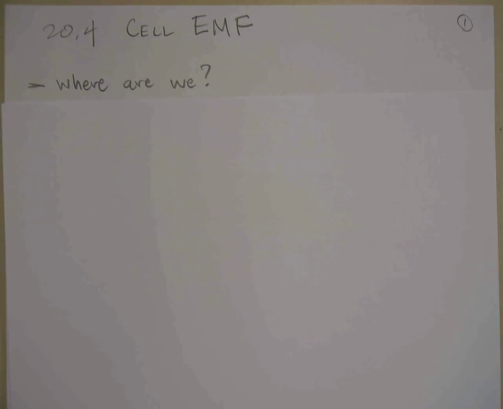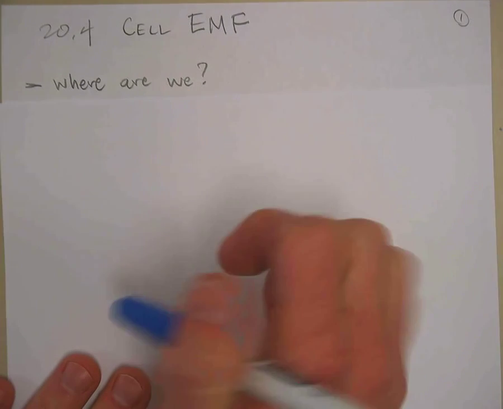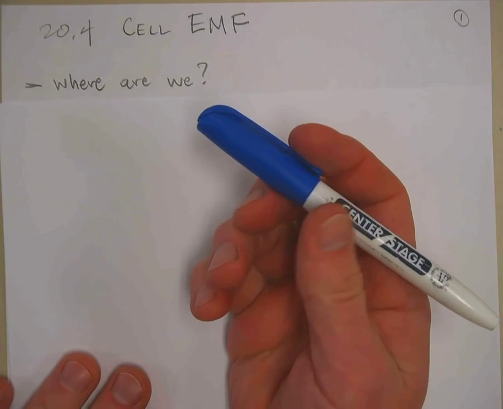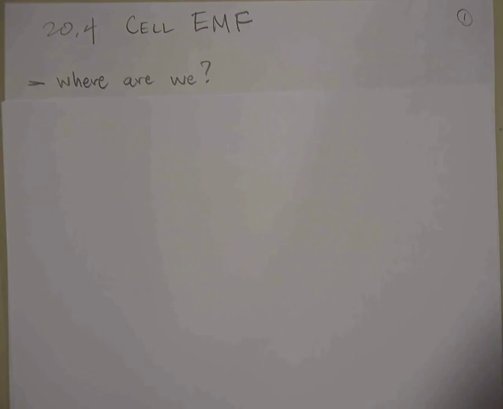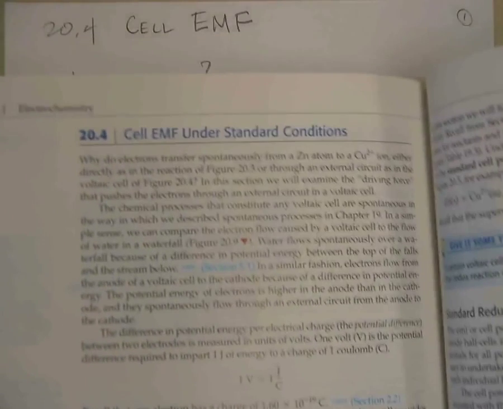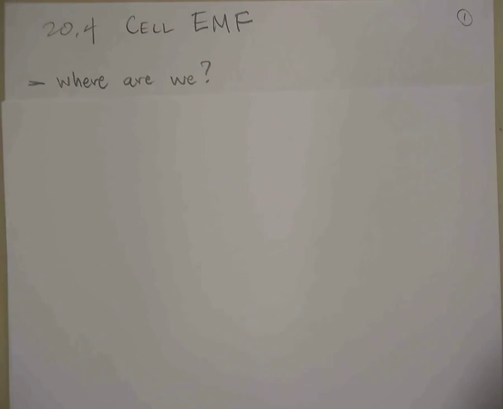So here we are in Chapter 20, Section 4. The section's entitled Cell EMF Under Standard Conditions. And to follow along with this, you're going to need some note paper. You're going to need a pen or a pencil. I encourage you to have your book available, open to Section 20.4, because then you might be able to see the pictures better than in the video.